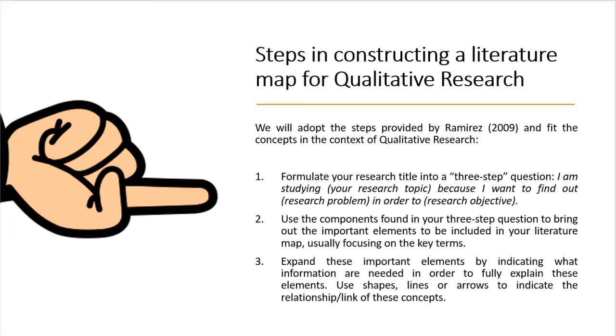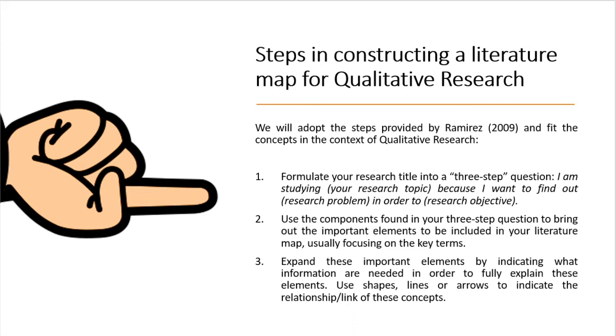Now, these things have already been identified in the previous chapter. So all you need to do is go back to chapter 1, look for these 3 things, and then fill them in. So that's all you need to do. Look for the research topic, the research problem, and then the research objective.